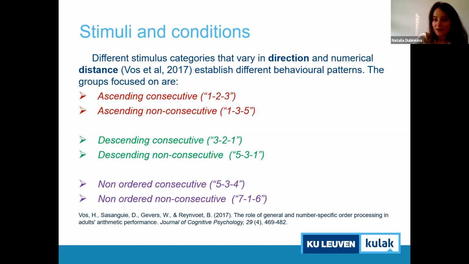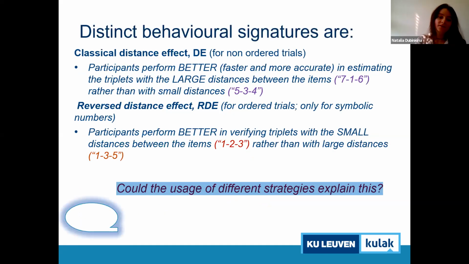Why are these particular parameters important? Because they lead to particular behavioral signatures, as was already discussed today. There are 2 distinct relationships that can be observed systematically in this task. It's the so-called classical distance effect, which is also present in the magnitude comparison task, and which is thought to be a signature of magnitude comparison, and the so-called reverse distance effect, which is specific only to symbolic number ordering and which is less stable across different sessions.